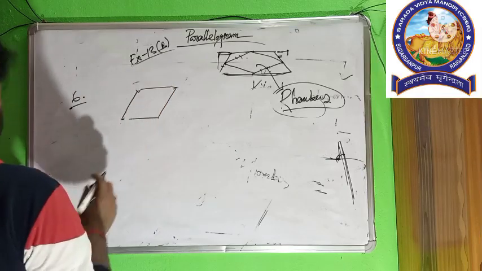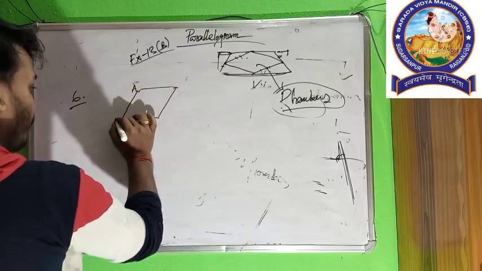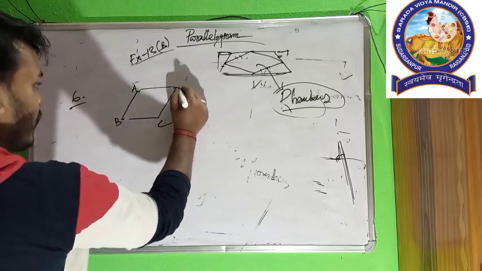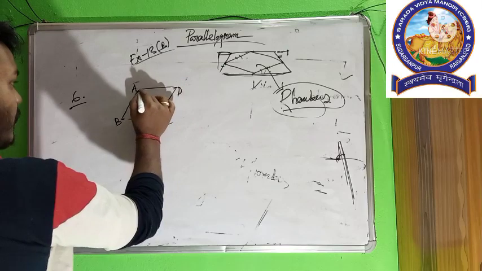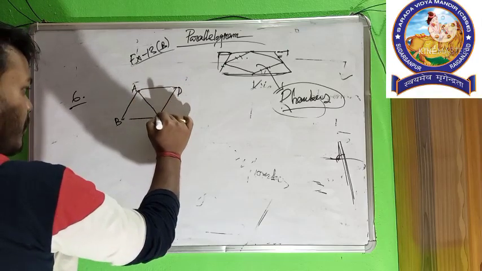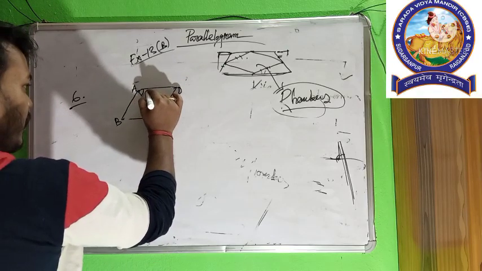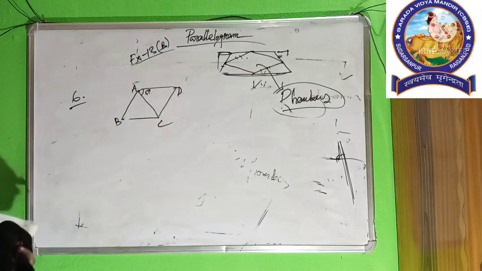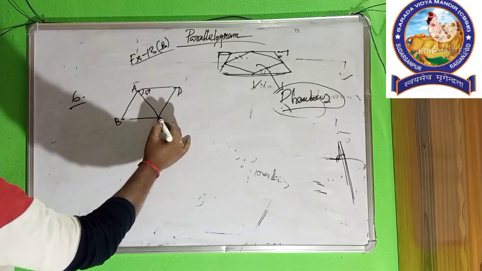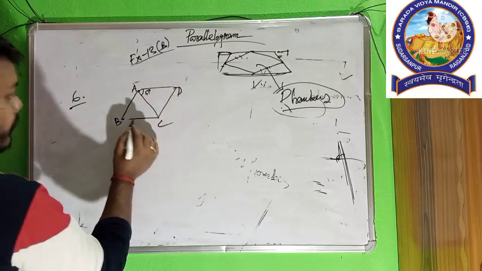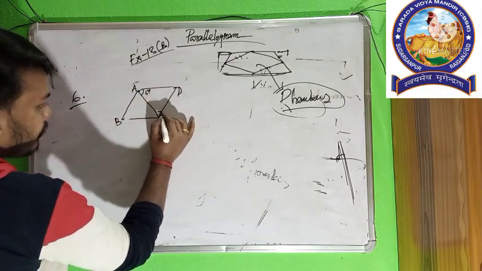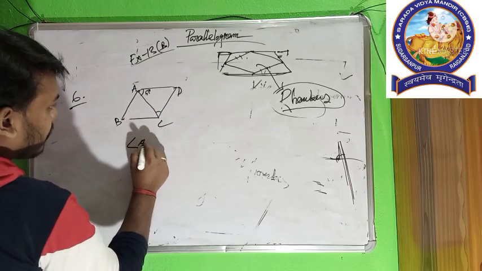DAC is 55 degree. Find the angle ACD. So it is also 55. Angle ACD equal to angle DAC.